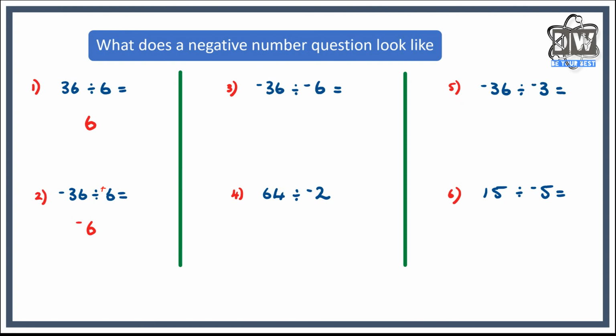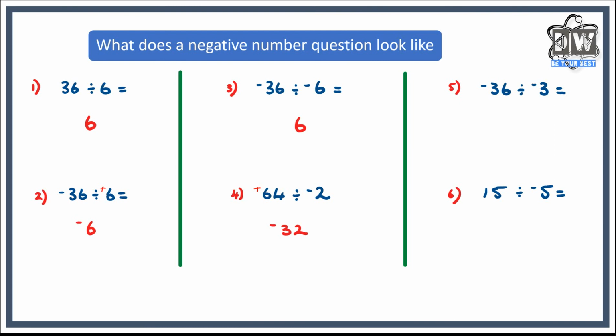Okie dokie, everyone. 36 divided by 6 still gives us 6. The symbols are the same, so it stays positive. 64 divided by 2, so we should have 32. And will it be a positive or a negative? Well, I've got the symbols being different, aren't they? They're different. So this is a plus, this is a minus, so I have minus 32.